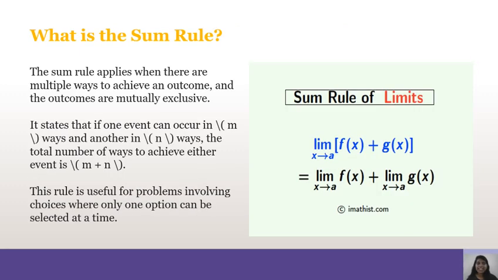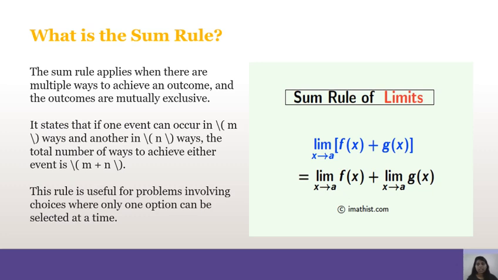Now let us see what the sum rule is in detail. The sum rule applies when there are multiple ways to achieve an outcome and the outcomes are mutually exclusive. It states that if one event can occur in m ways and another in n ways, the total number of ways to achieve either event is m plus n ways. This rule is useful for problems involving choices where only one option can be selected at a time.